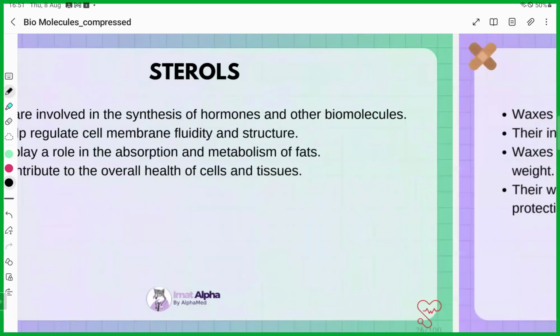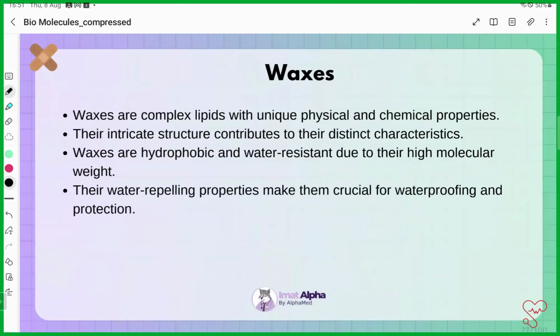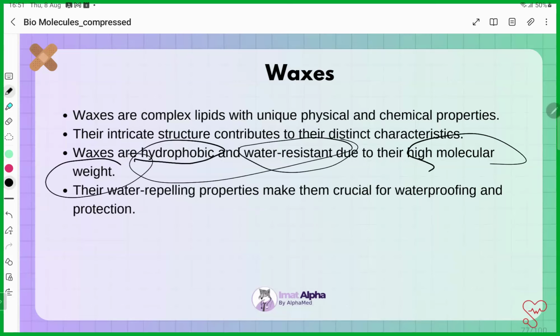Waxes, as we said, are for waterproofing and protection. They are complex lipids with unique physical and chemical properties. Their intricate structure contributes to their distinct characteristics. Waxes are hydrophobic and water resistant due to their high molecular weight. Their water repelling properties make them crucial for waterproofing and protection.